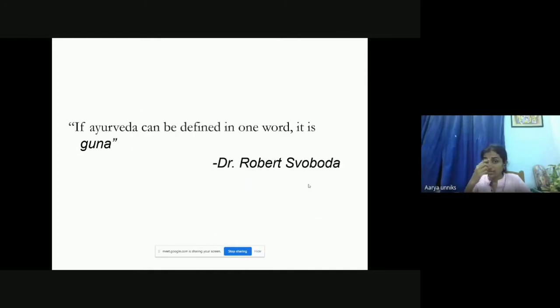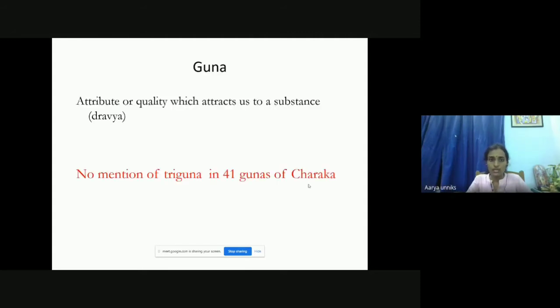If Ayurveda can be defined in one word, it is guna, says Robert Swoboda. But in Ayurveda textbooks, the Triguna mentioned is very less, or rather scattered. We have already discussed the definition of guna, that is, an attribute or quality which attracts us to a substance. But while coming to Trigunas, there is no mention of Triguna in the 41 gunas of Charaka. So where is it mentioned?